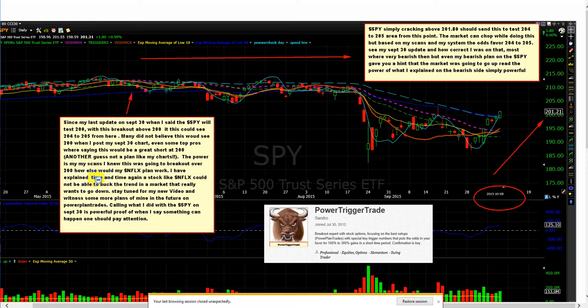A lot of other great trades have done very well because of the SPY. I don't want to show that, but I said simply cracking above 218 should send us to test the 204 to 205 area. Well, basically we've already done that, almost. On Friday we closed at 203.35. I said it would be choppy, and it's exactly what the market did. But the odds favor the bulls.